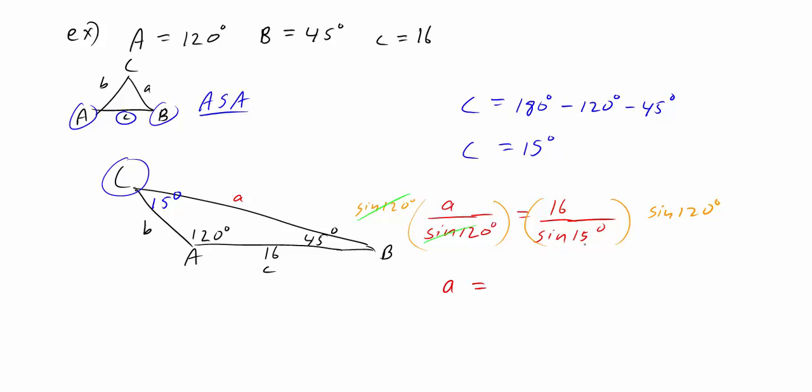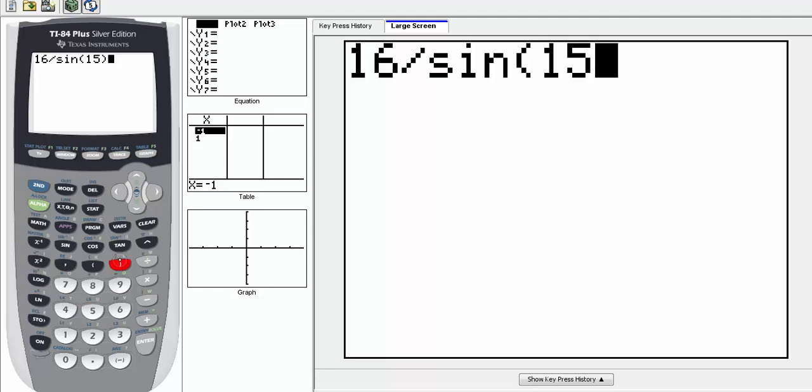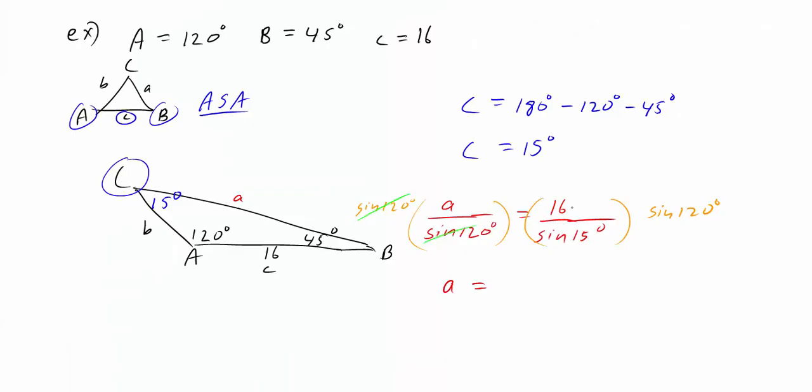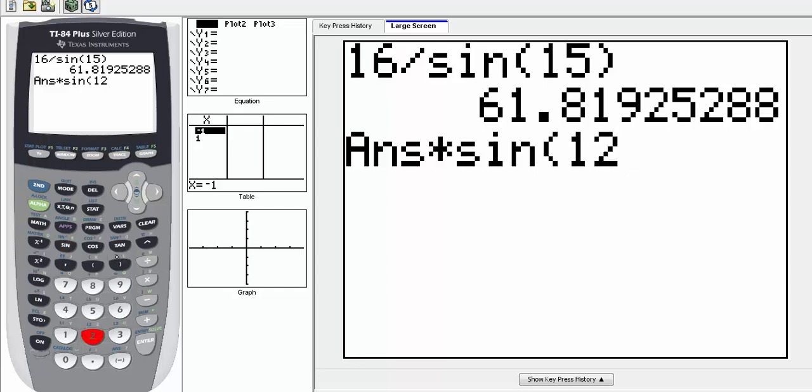And then we can certainly just go and type in 16 divided by the sine of 15. And if you want to here, you could just simply hit enter and leave this in the calculator, okay? Leave that there. And then what do we need to do? We need to multiply that by this sine of 120 degrees. So we would just simply hit times, and that pulls down the last answer, the sine of 120 degrees.